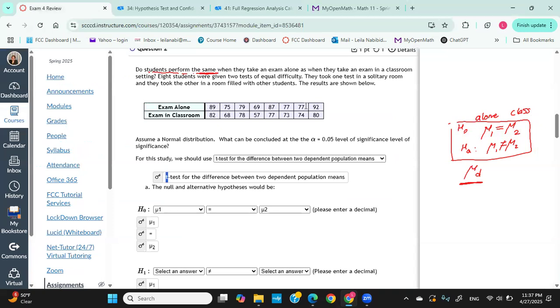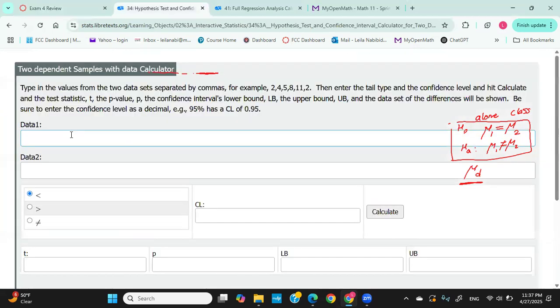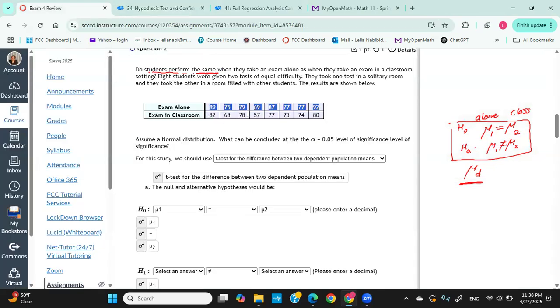These are my data 1. I hope I can copy and paste. I know in the exam you cannot copy and paste. You need to just type all the numbers, but make sure when you are typing, just put a comma, no space between numbers. Okay, now it's time to copy the second sample.